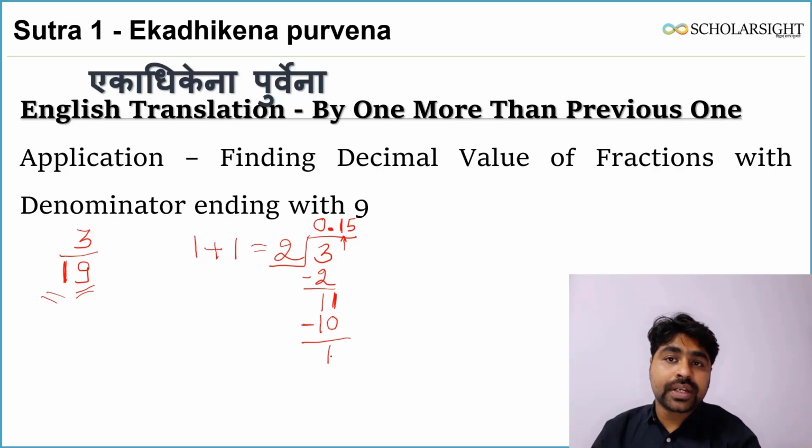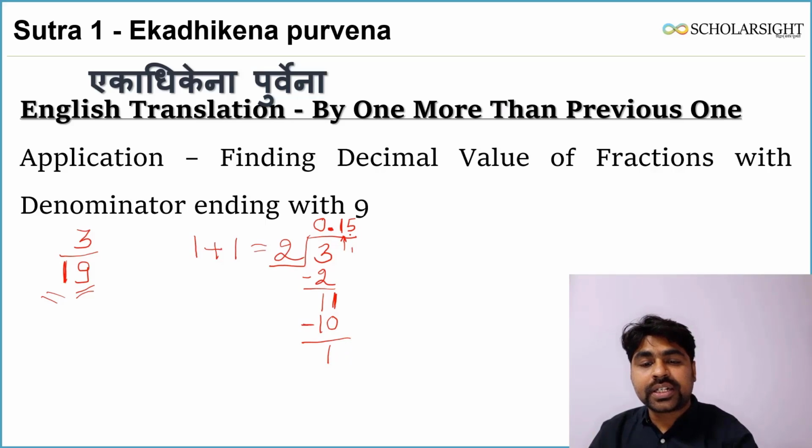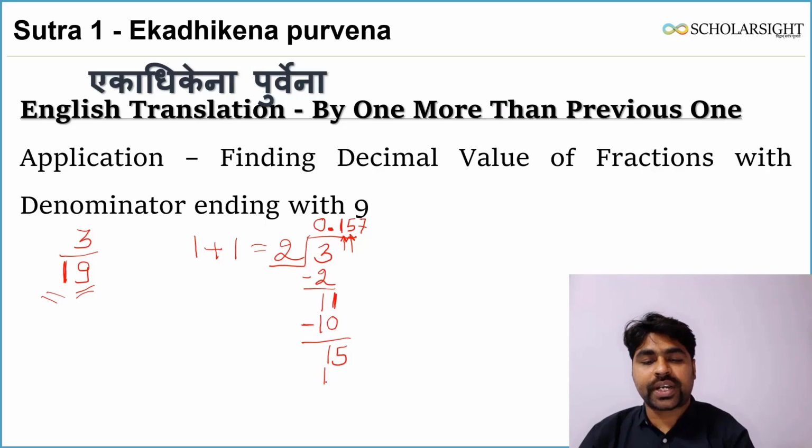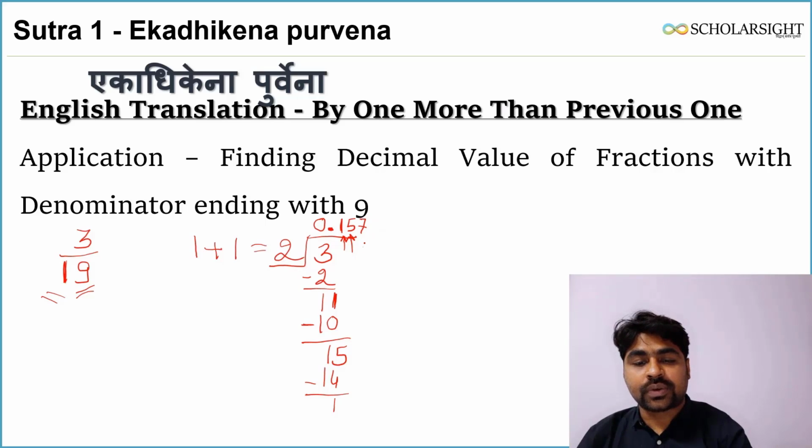Again remainder 1 comes. Now what will be placed aside this particular remainder? The quotient which has just come. So it would be 15. So 2 7s is going to be 14. Remainder 1. 2.